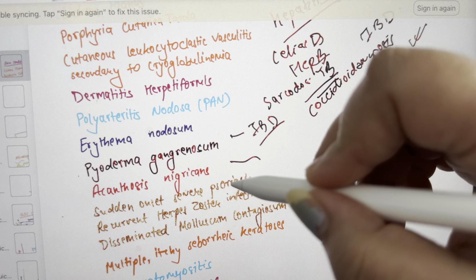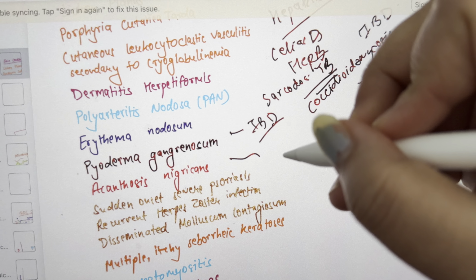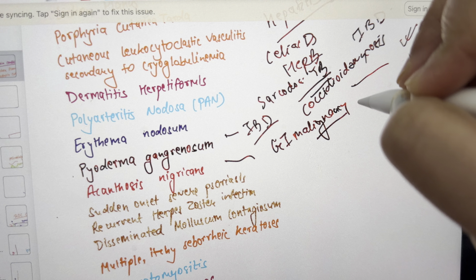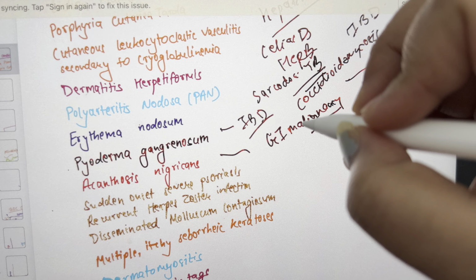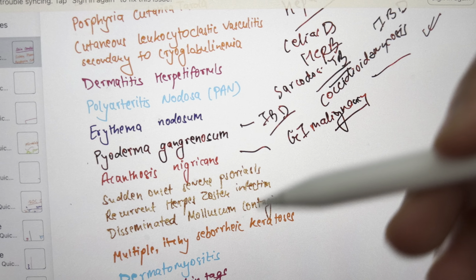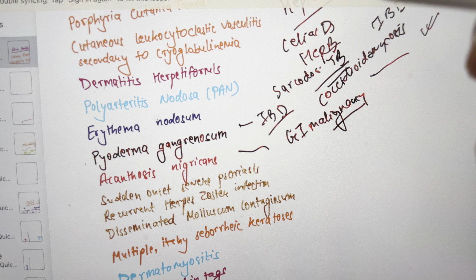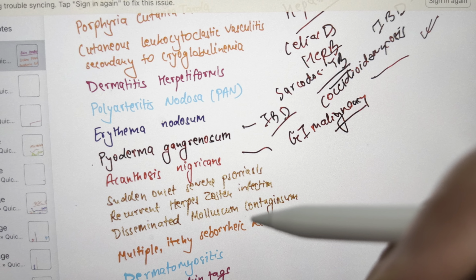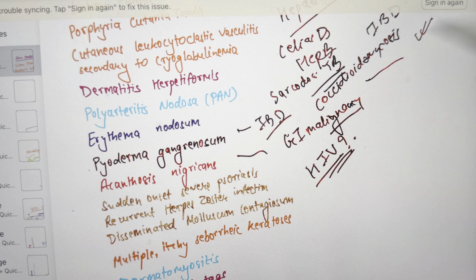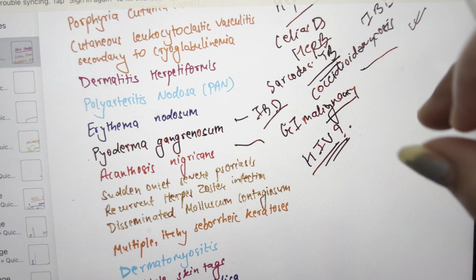Talking about acanthosis nigricans, most of us know about insulin resistance, but few might not know that it is also associated with GI malignancy. Not just PCOS and insulin resistance, it is associated with GI malignancy, and this is very important. If there is sudden onset of severe psoriasis, or the person has recurrent herpes zoster infection, or the patient has disseminated molluscum contagiosum, what we need to think about is HIV. We need to think of serology testing. These are associated with HIV infection, so these are very high yield.